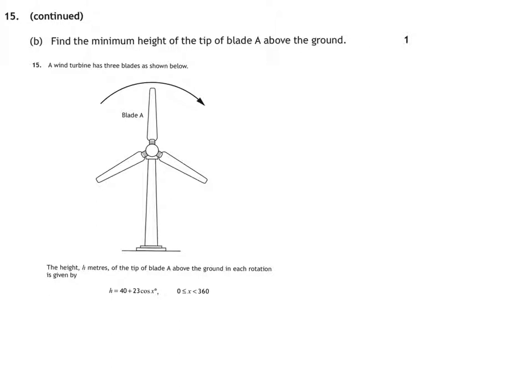Okay, part B, find the minimum height of the tip of the blade above the ground. So what's the lowest that it actually gets to? So let's think about this. Where's it going to reach its lowest point? If this is tootling round here, it's going to get to its lowest point when it's down there. So what angle has it gone through? Straight line. It's going to hit its lowest point when it's gone through an angle of 180 degrees.